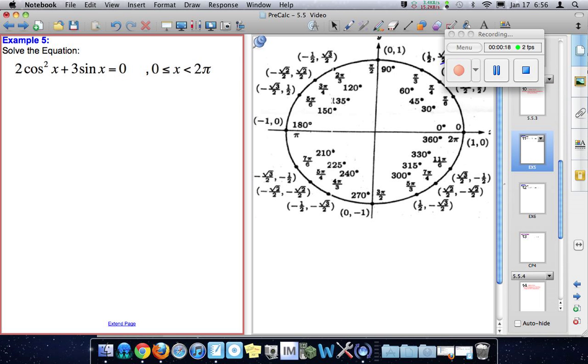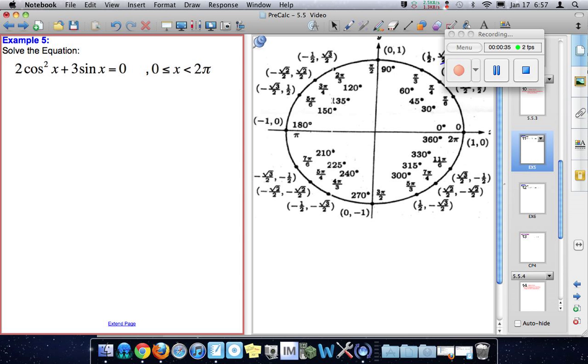So our first example, 2 cosine squared of x plus 3 sine of x equals 0, and of course this is only between 0 and 2 pi, so you don't have to give all solutions. Now, if I take a look at this, number one, I see quadratic, I see a squared, and I also see cosine and sine. I don't see any factoring I can do.